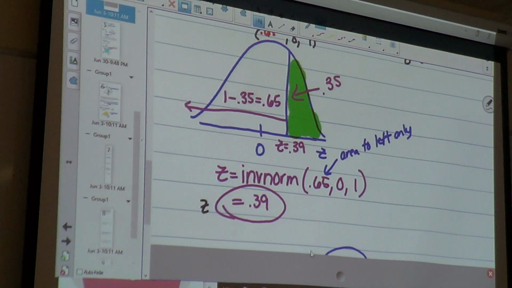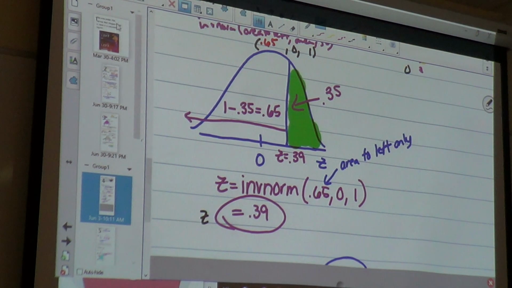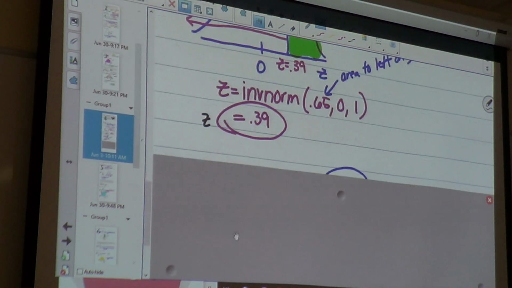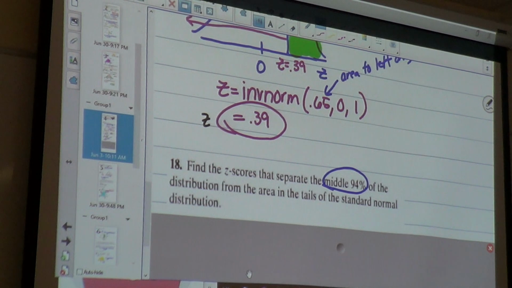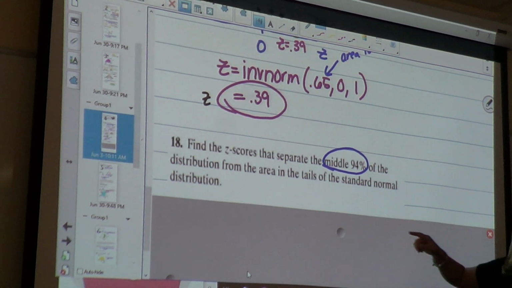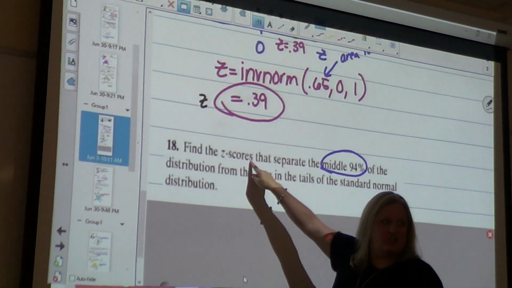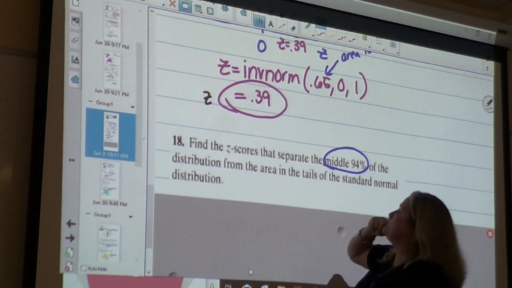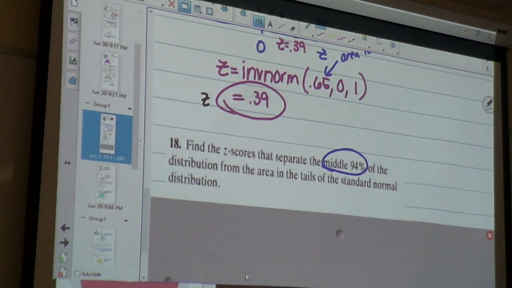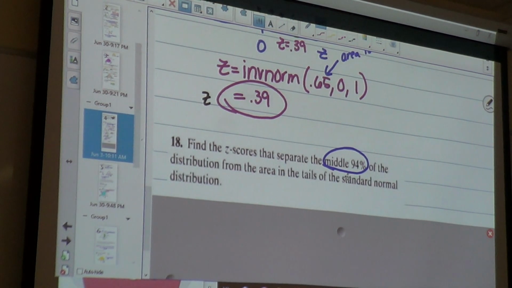So all this 7.1. I'm in 7.2 now. Yep, I'm 4 pages into 7.2. Now, this last one is tough. This will be the last one we do today. Find the z-scores that separate the middle 94% of the distribution from the area in the tails of the standard normal distributions.